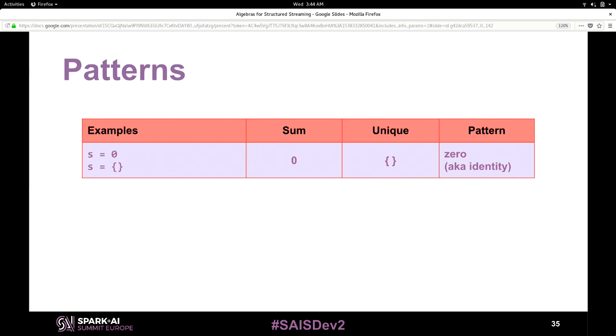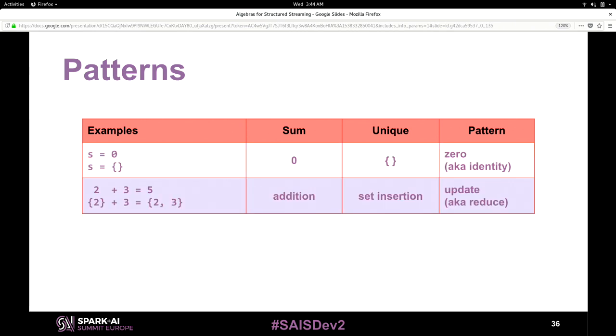Looking at these two examples, a couple patterns start to emerge. In both cases, you're initializing accumulators. For sum, it's 0, and for unique, it's the empty set. But the pattern is that in each case, there's a value that behaves like 0 or an identity element.